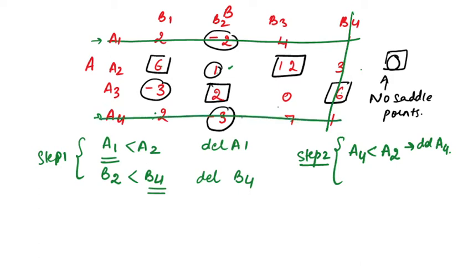Now again I am looking for the columns. Look at the columns, we are left with B1, B2 and B3. B1: 6 is less than 12, minus 3 is less than 0. So each element of B1 is less than B3. So which is the dominating? B3. So I am deleting B3.